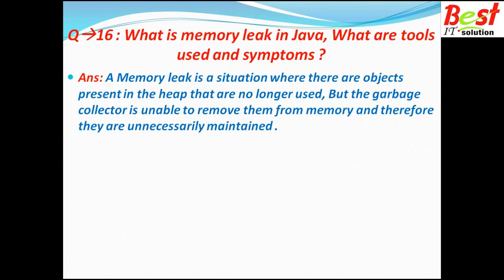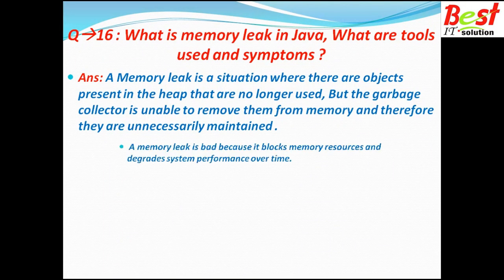Therefore they are unnecessarily maintained. So a memory leak is a situation where some objects are present in the heap which are not used, but the Java garbage collection mechanism cannot remove them from the memory. In this situation, the memory is unnecessarily maintained. This is called a memory leak.